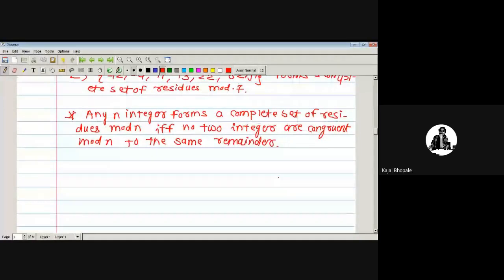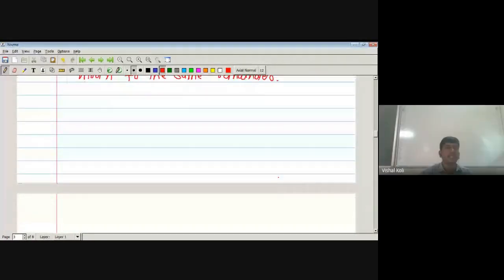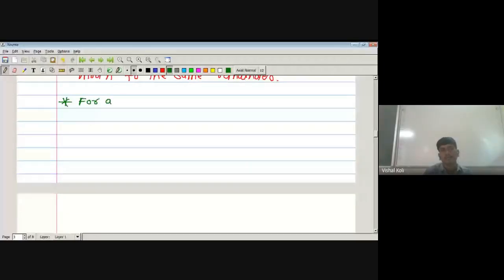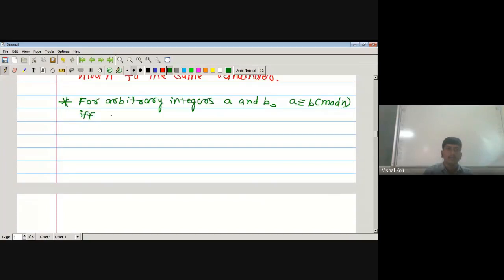Okay, now there is one theorem. For any arbitrary integers a and b, a is congruent to b modulo n if and only if a and b leave the same remainder when divided by n.